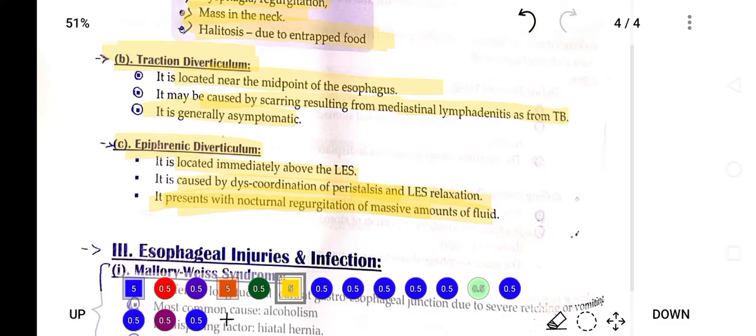So this was the disease diverticulum. In the next video we will discuss other diseases of the esophagus.